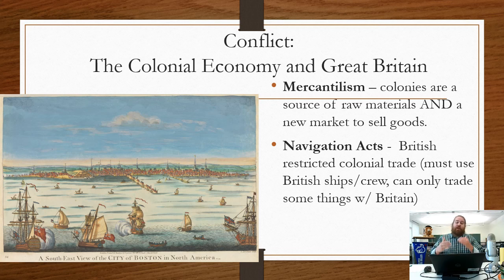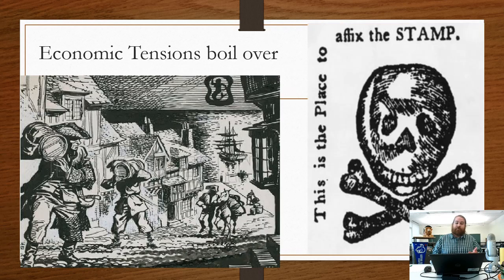And so Britain had a series of fights with the colonies over navigation acts. These were laws that restricted trade, that said that everything had to be British. They had to use British ships, British crews. They could only trade with Great Britain. They could not trade with the Dutch or the French or the Spanish. And so if you're a colonial business person, you want to make as much money as possible, this is going to be upsetting to you, even if Britain technically owns you.